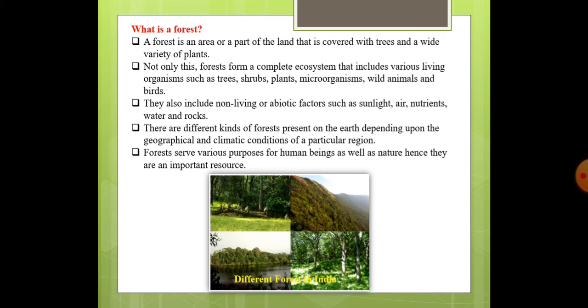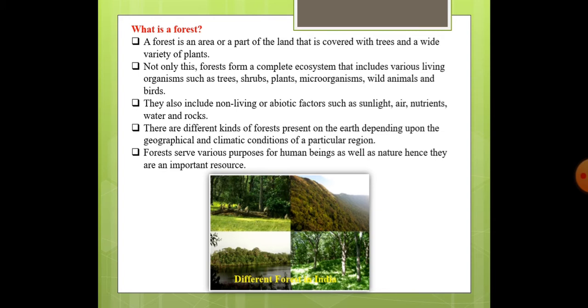In an ecosystem, we all know that biotic and abiotic components interact with each other. They cannot live individually. They keep circulating, and they are interdependent on each other.